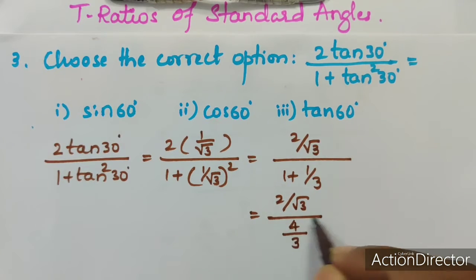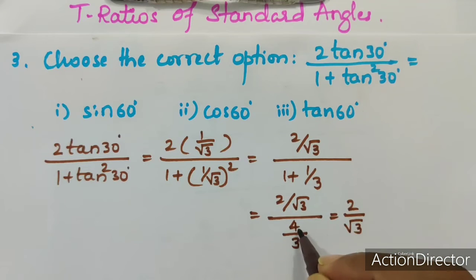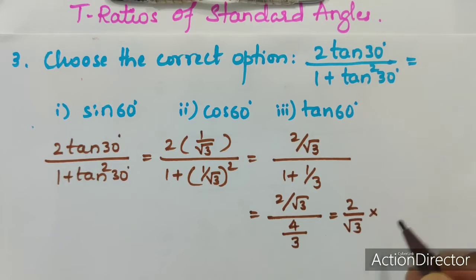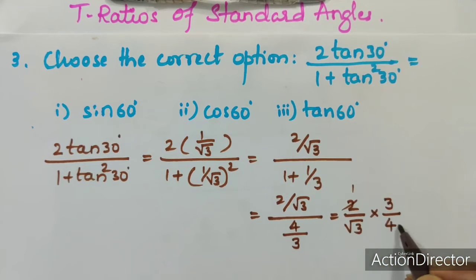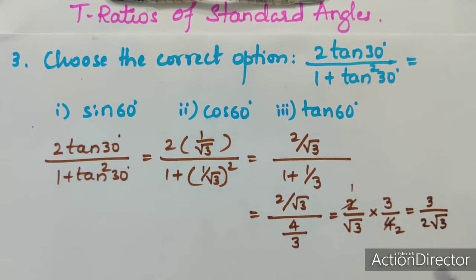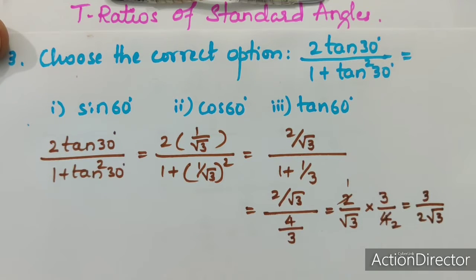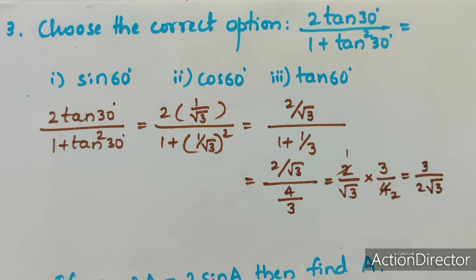So now numerator 2 by root 3 as it is, and if you change the division into multiplication, the denominator's reciprocal you have to write. That means instead of 4 by 3 it will become 3 by 4. You may cancel 2 ones are 2, 2 twos are 4, you are left with 3 by 2 root 3. But whenever you get an irrational number in the denominator, you should always rationalize the denominator.